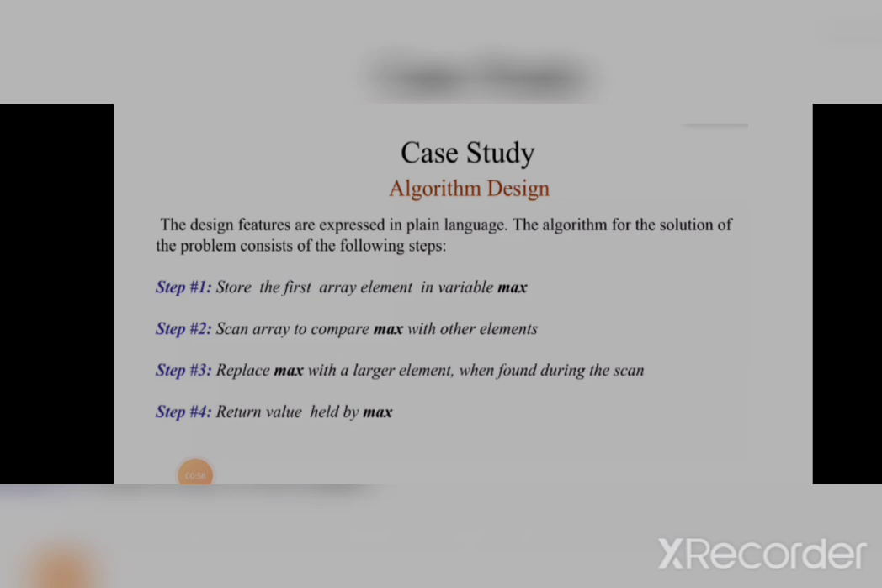So here we are going to see the algorithm design. The design features are expressed in plain language. The algorithm for the solution of the problem consists of the following steps. Step 1, store the first array element in variable max. Step 2, scan the array to compare max with the array elements. Step 3, replace max with a larger element when found during the scan. Step 4, return the value held by max.